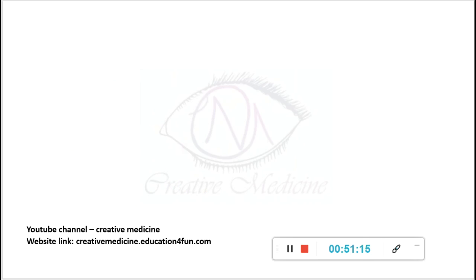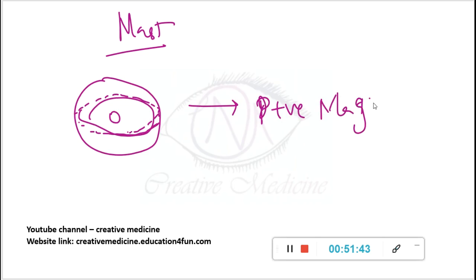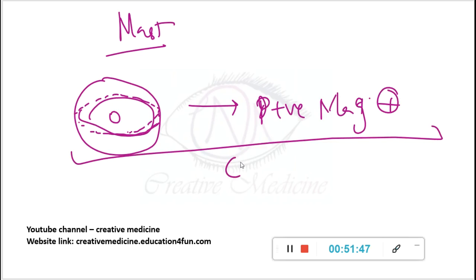Then if you see mastectomy, first you will do the mastectomy. If this is the breast and this is the lesion, you make an elliptical incision involving the nipple, areola, breast tissue and breast mass. Once removed, you send it for histopathological examination, and if positive margins are present after mastectomy, then you should do chemotherapy.